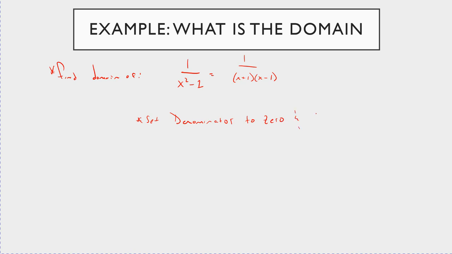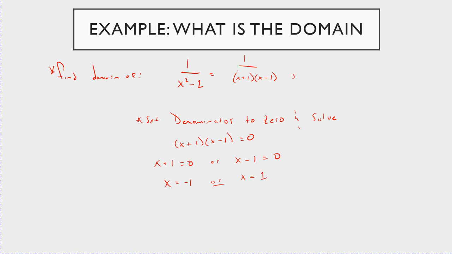And then you're going to solve. So you're going to look at x plus 1 times x minus 1. When do I get a divide by 0? When does it equal 0? Well, either x plus 1 has to be equal to 0, or x minus 1 has to be equal to 0. Well, you subtract the 1 over here, you get x is equal to minus 1, or add the 1 over here, x is equal to positive 1.